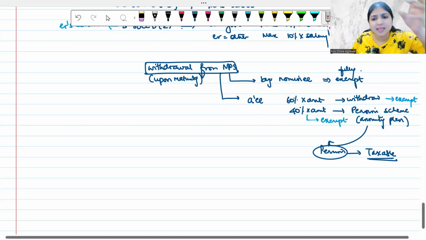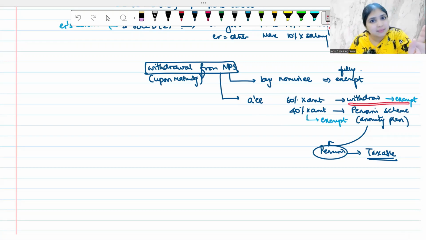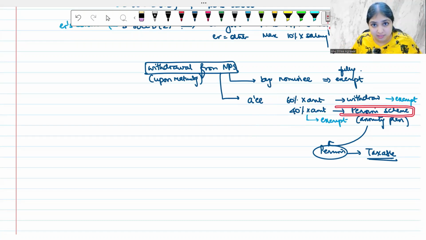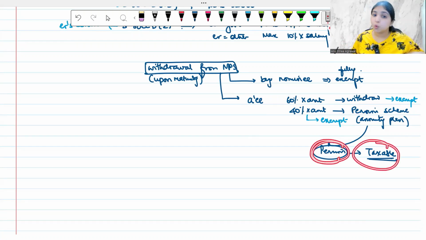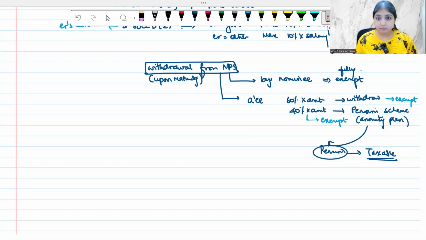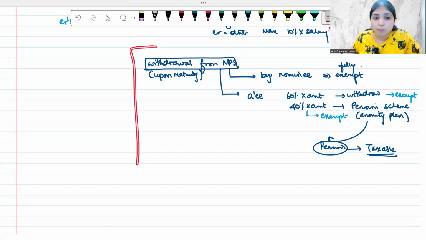The 60% he can anyways withdraw, therefore the 60% will anyways be exempt. The balance 40%, if he withdraws, is going to be taxable. But the balance 40%, if he puts into the pension scheme of LIC, then it is going to be exempt for him. From this pension scheme, he will get periodical pension, which is going to be taxable. Okay, so this was your entire discussion on 80CCD. The last part, I hope you've understood.